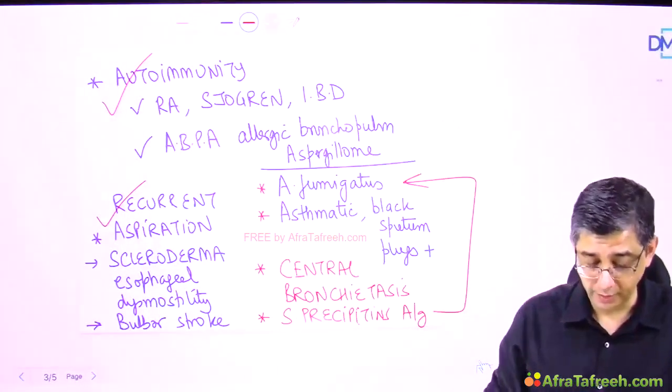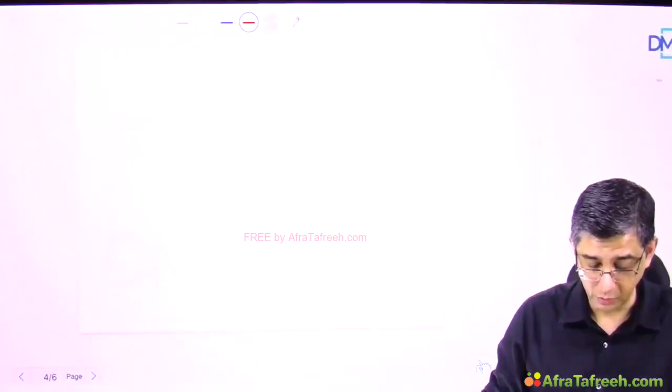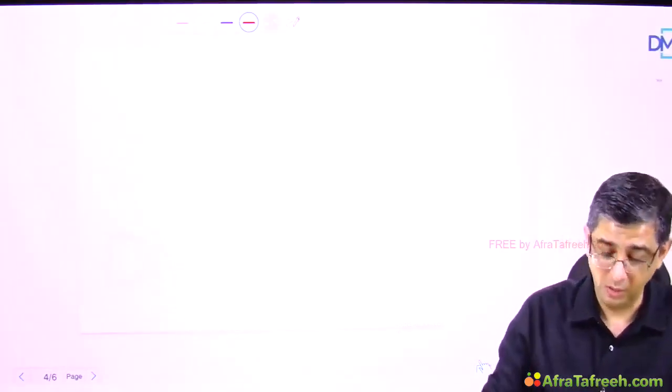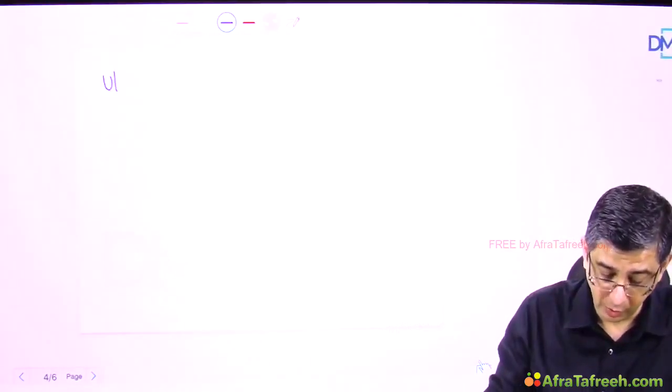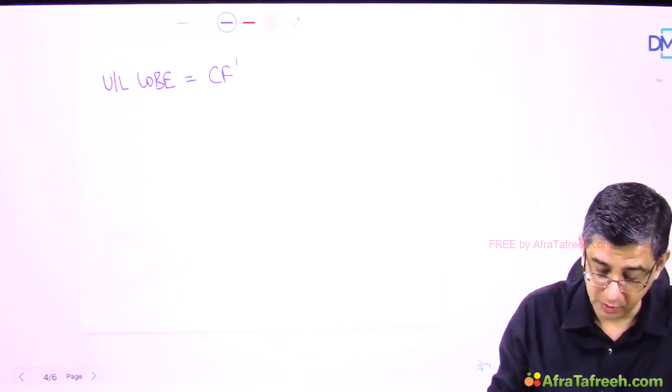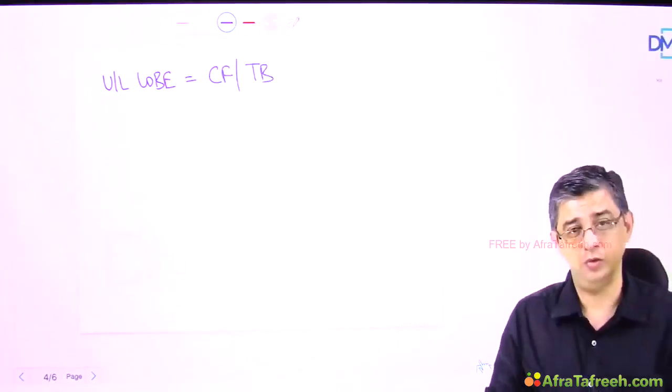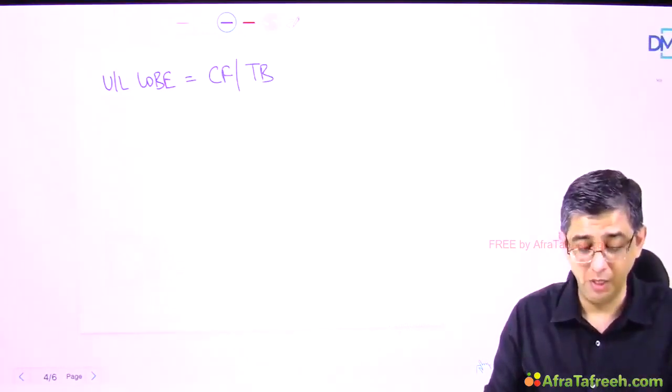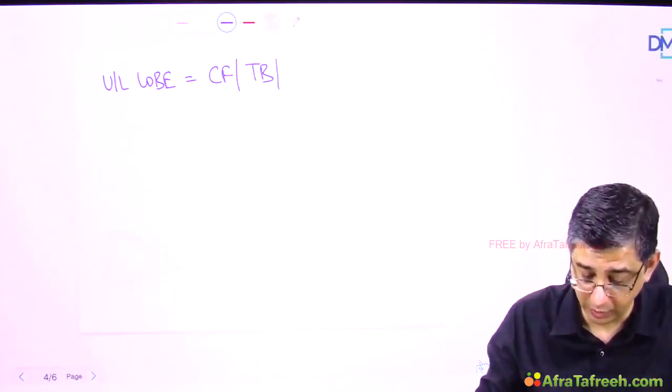Once you get the causes right, now you will also be in a better position to understand which lobe of the lung will be involved in which condition. For example, if he says upper lobe bronchiectasis is commonly found in, then one standard answer is tuberculosis. That's easy for you to answer because TB commonly involves the apex. So I wanted you to remember cystic fibrosis is an important cause of upper lobe bronchiectasis.